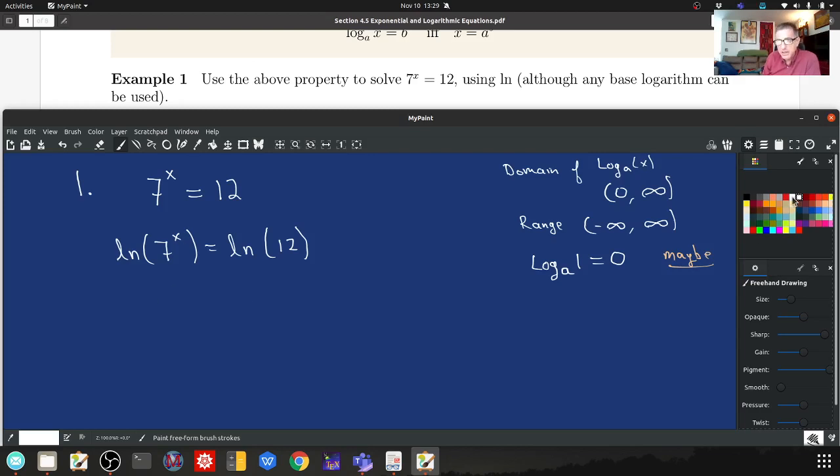So here, the next thing I'm going to do is use a property of our logs. So log to some base a of x raised to the r power is the same as r times log to the base a of x. So it allows me to bring the exponent on the function input out to the beginning. It removes it from the exponent.